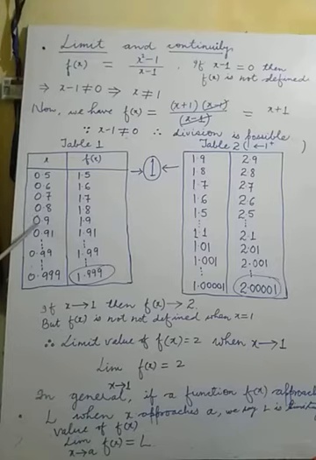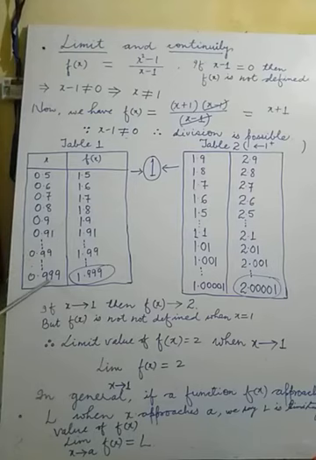If the value of x is 0.9, the value of f(x) is 1.9. If x is 0.91, the value of f(x) is 1.91. If the value of x is 0.99, it means the value of the function will be 1.99. 0.999 is the value of x. Then what is the value of f(x)? 1.999.